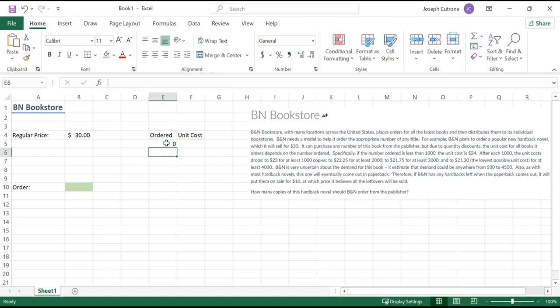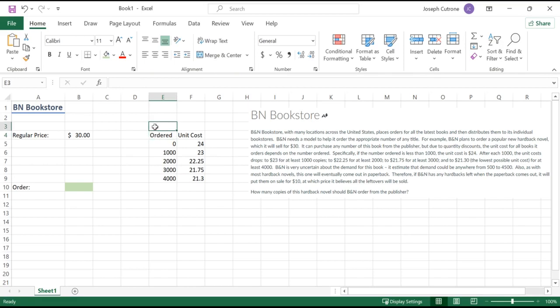So what you do is you start the table off at 0. That's going to be your $24. When you get to 1,000, you've got to read this very carefully. After each 1,000, the unit cost drops to $23 for at least 1,000 copies. If you order 1,001 copies, it's $23. Then if you order 2,000 copies, the cost drops again to $22.25. And if you order 3,000, cost is $21.75. And last but not least, the lowest possible unit cost, $21.30, for at least 4,000.